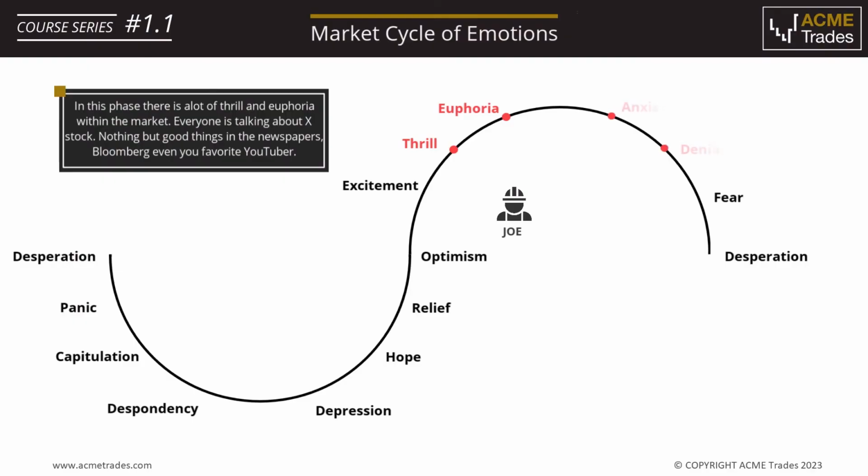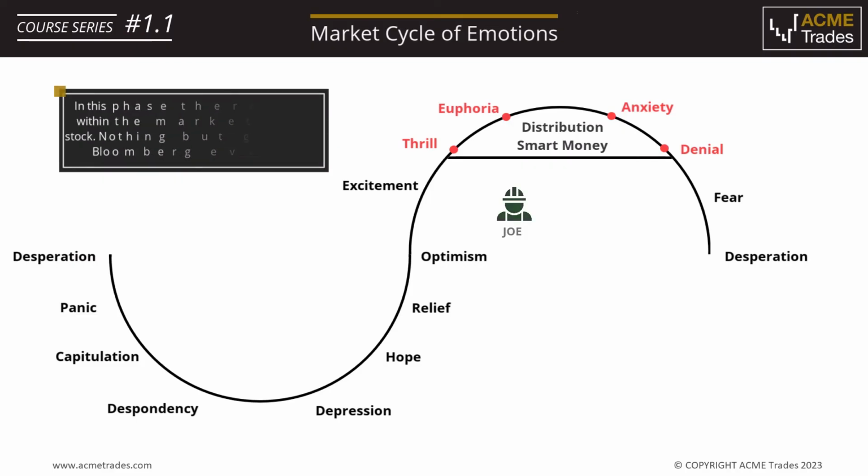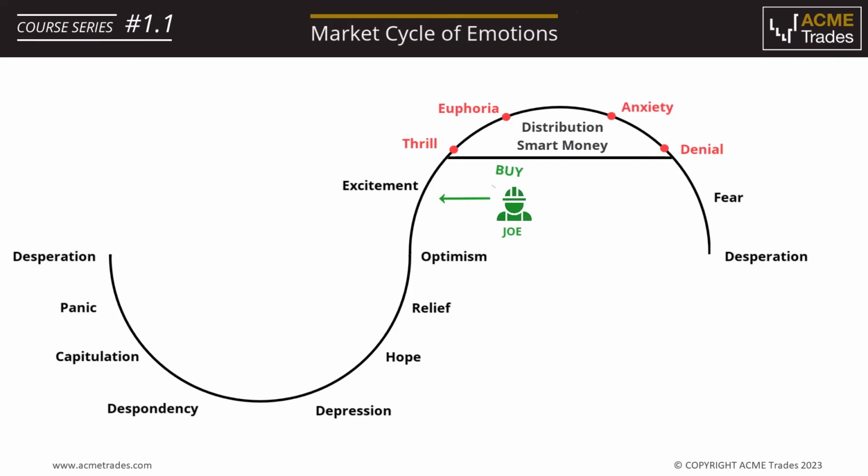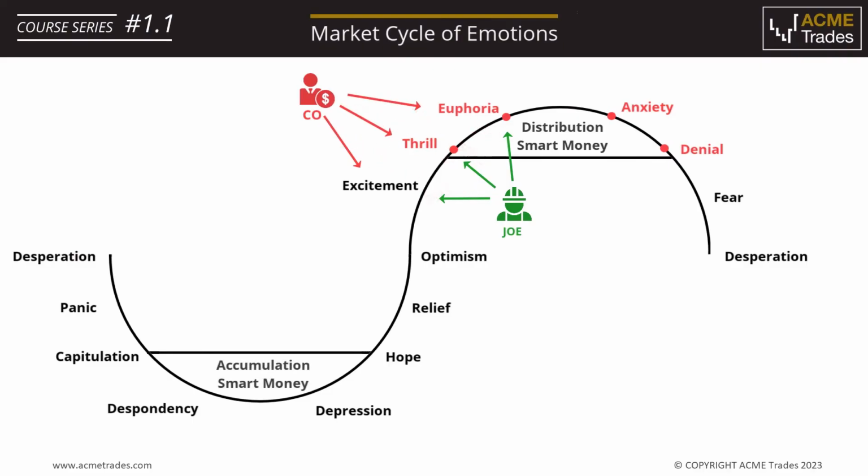So these red dots here represent distribution via the CO, the smart money. Whilst everyone is buying retail here during the excitement, the thrill, the euphoria stage of this template, the CO is offloading positions. Okay, they bought down here. Now they're offloading positions up here for a profit. And or they're opening a short campaign.